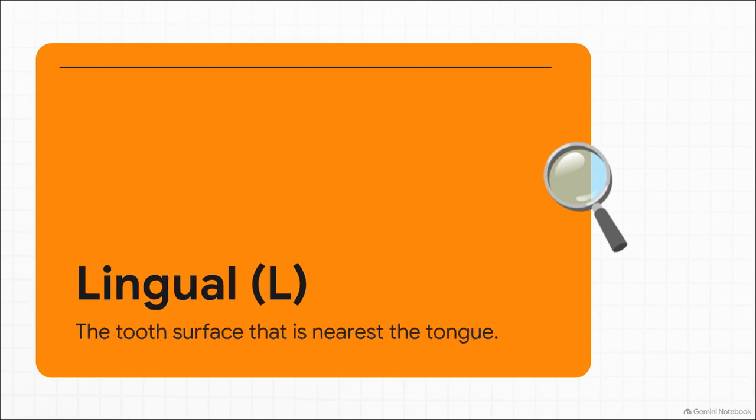Next up, we've got the lingual surface, abbreviated as L. This is the inner surface of the tooth. So, for the lower jaw, it's the surface facing the tongue, and for the upper jaw, it faces the palate. I have a great trick for you here. Think of linguistics or language. Language is formed with the tongue, right? So the lingual surface is the one right next to the tongue. Pretty easy to memorize when you think of it like that.